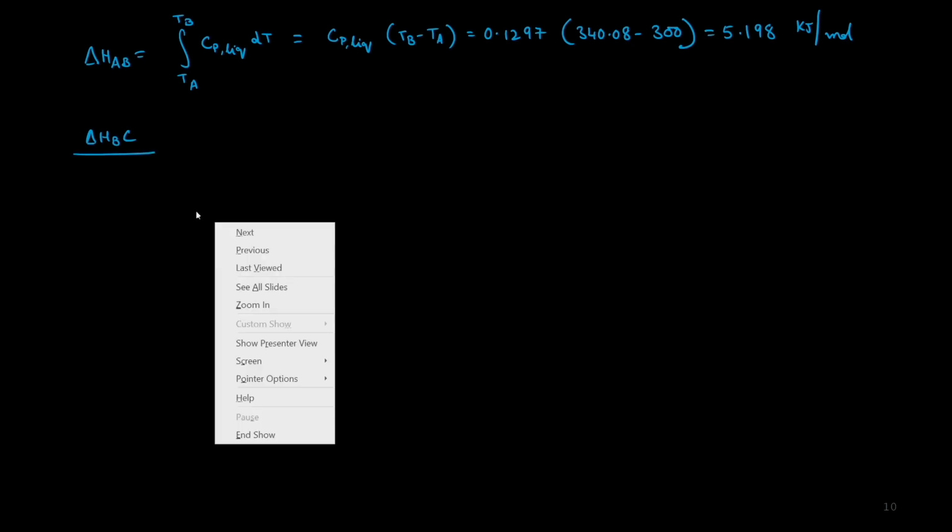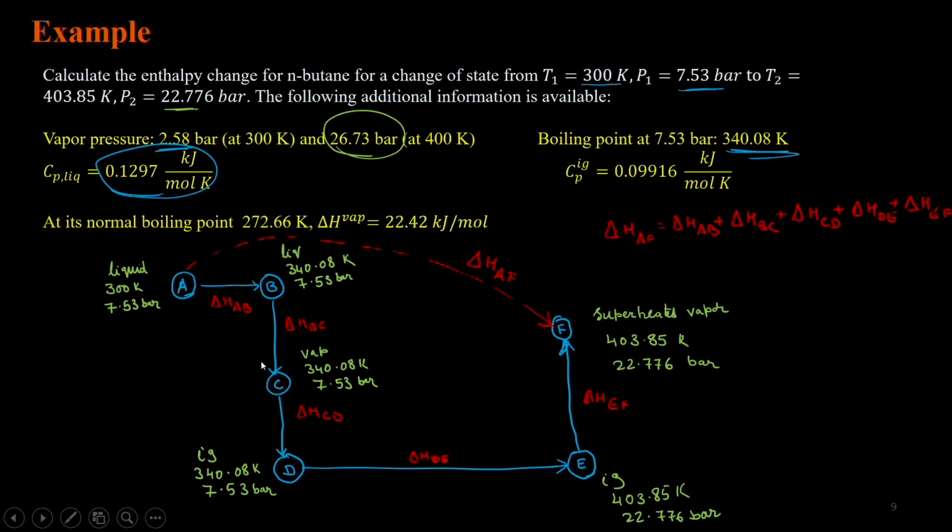let's see what it means. This is the enthalpy change due to vaporization at 340 Kelvin, going from liquid to vapor. This is not at the normal boiling point. The normal boiling point will be obviously much lower, because the boiling point at 7.53 bar is 340, and at 1 bar it is going to be much lower. So we're not at the normal boiling point, but we're at a different condition.